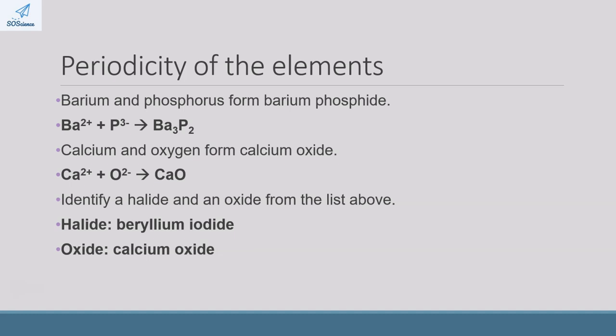In the next lesson, which will be the last lesson on the periodic table, we will look at the periodicity of the elements based on atomic radius and ionization energy.